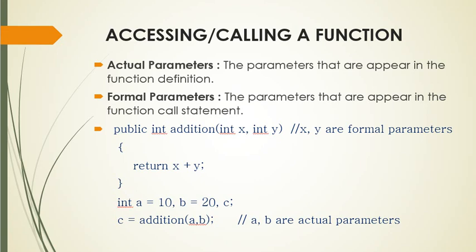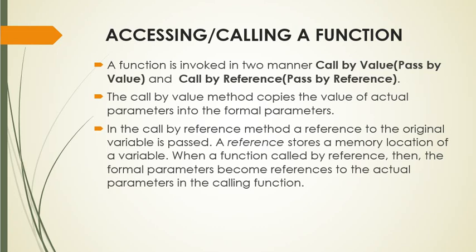Now there exist two types in which we can call the function: call by value mechanism and call by reference mechanism. These are the two ways that we use, also known as pass by value as well as pass by reference mechanism. Now we will talk about the call by value mechanism.